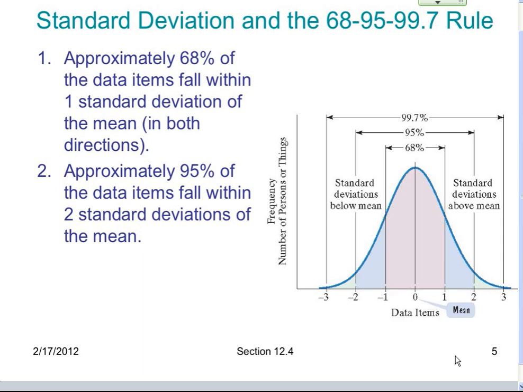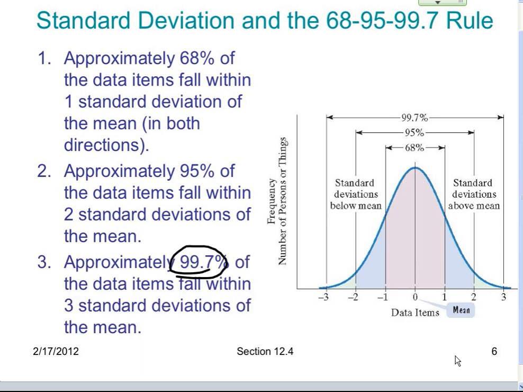And finally, 99.7%: all data items in a normal distribution are within three standard deviations. What this says basically is there's hardly anybody that's going to be more than three standard deviations away from the middle, or the mean.